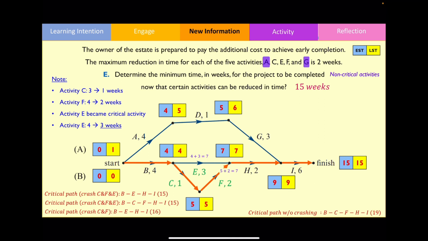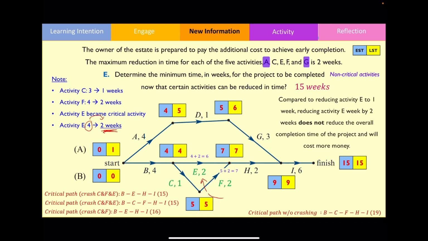Let me now show you why it is that we shouldn't reduce activity E by 2 weeks. So let's now say that activity E has been reduced by 2 weeks. So now the activity is completed within 2 weeks duration. So I'm going to show that over here. Again, I'm going to now perform the forward and backward scan. So if you've done this successfully, this is going to be your answer. As you can see, by reducing activity E by 2 weeks, we didn't actually change the outcome at all. It's still going to be completed within 15 weeks.